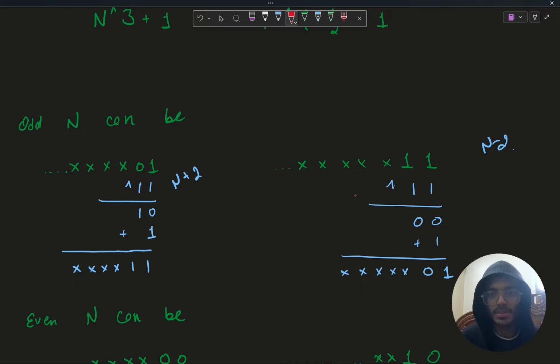So under what circumstances can we get n equal to 1 by applying some operations? If n is already 1, then obviously we have got it, right?